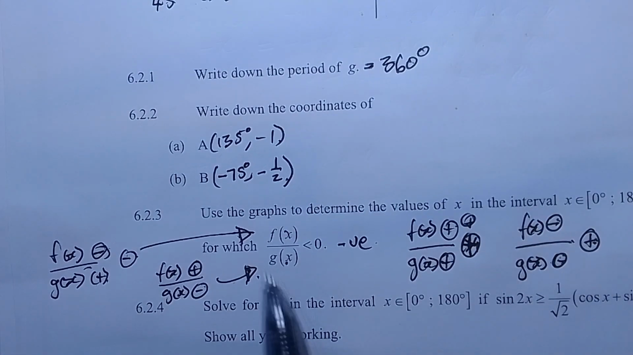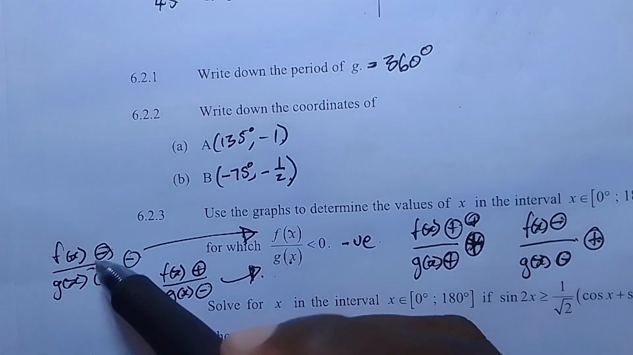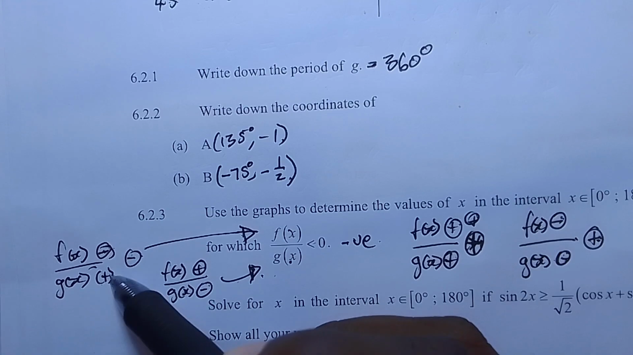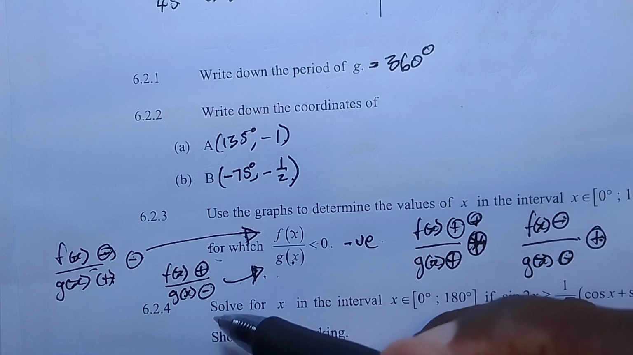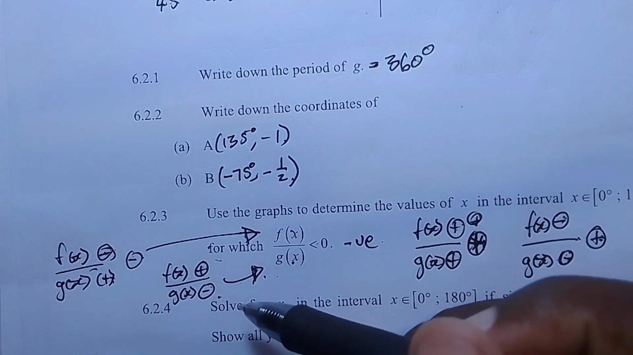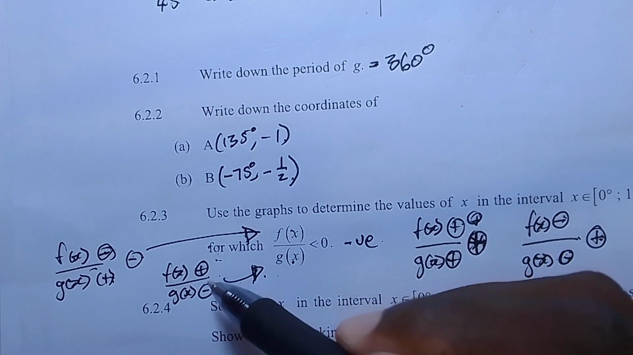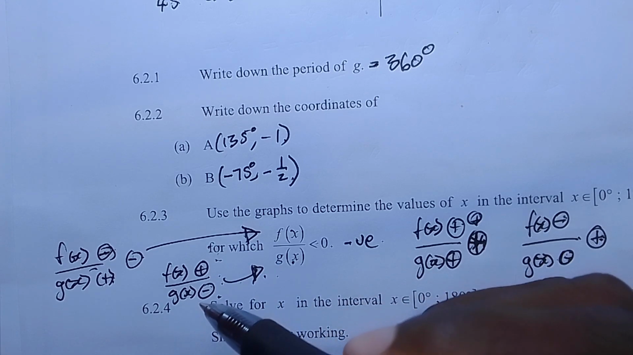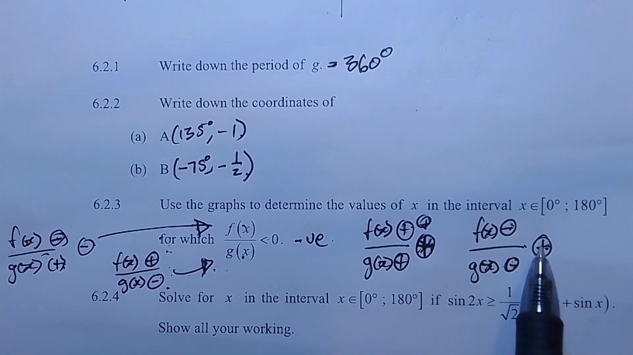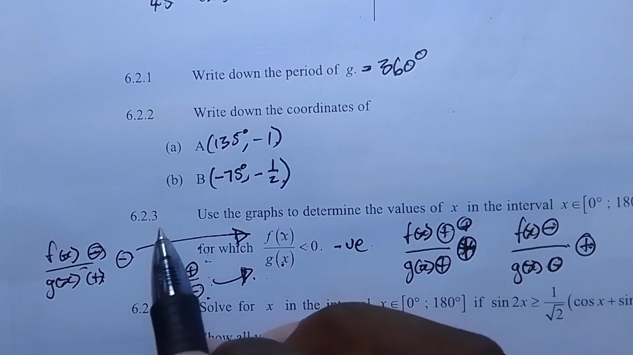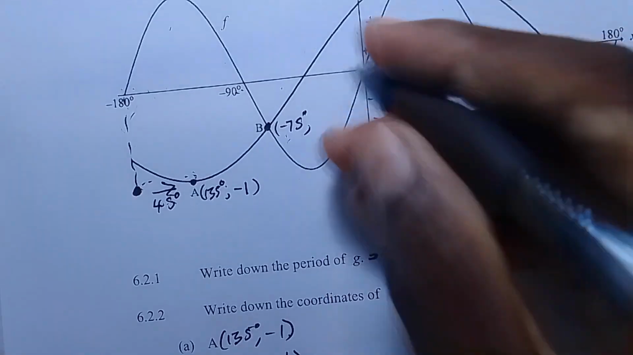Now, we want somewhere where f of x is negative and g of x is positive, or f of x is positive and g of x is negative. What does that mean? They should be on different sides of the x-axis. They shouldn't be on the same side, right? Because if they're on the same side, you get something positive. So we want them to be on different sides. That's where we are going to find our answer.